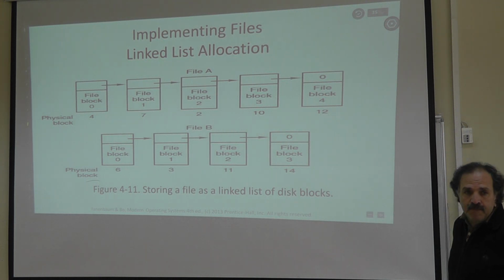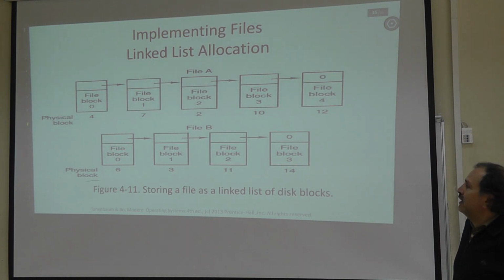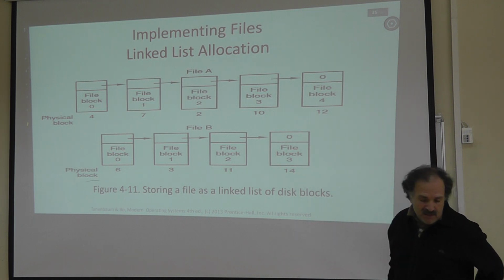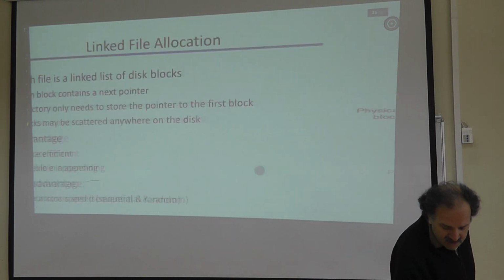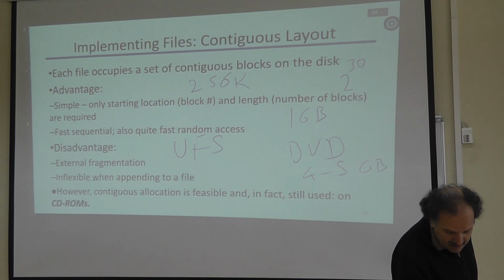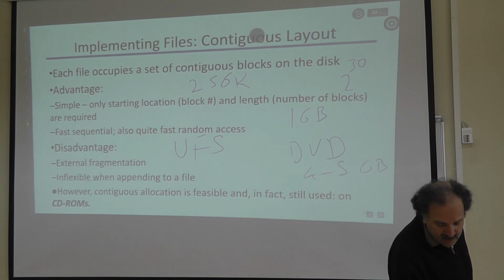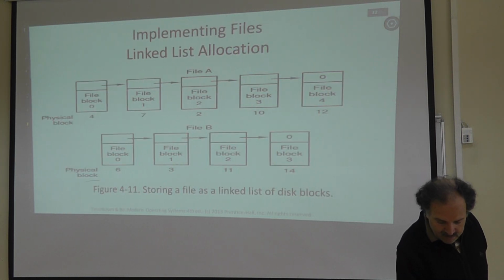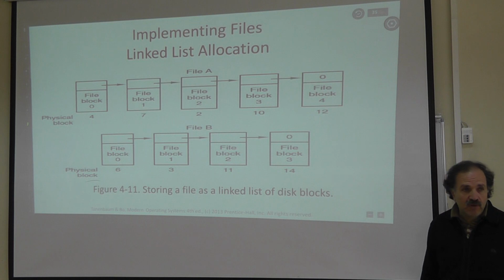So this solves the external fragmentation problem, right? I don't need to keep my files contiguously. Also it solves the appending problem. All I need to do is just add new blocks at the end of the linked list. It solves all the problems of contiguous allocation, but it creates some other problems. What are the problems with this approach?